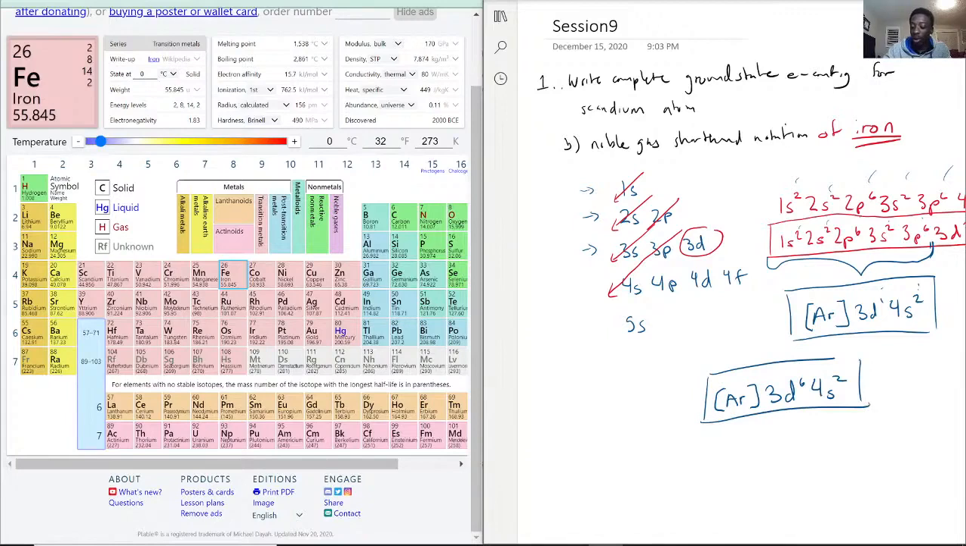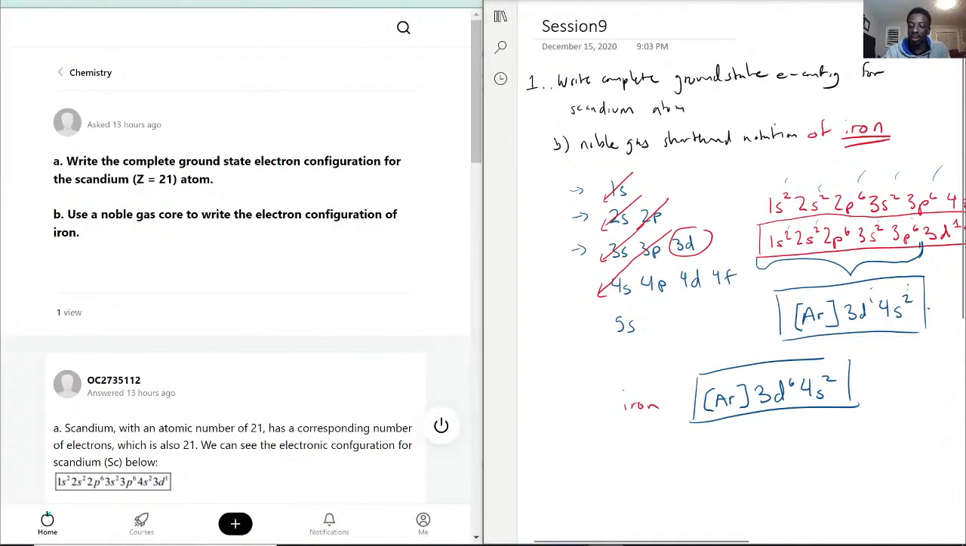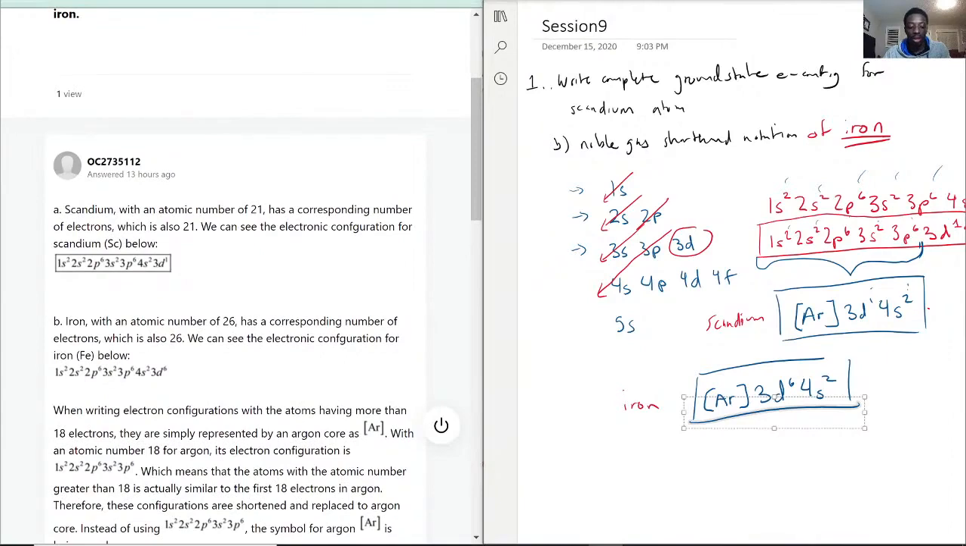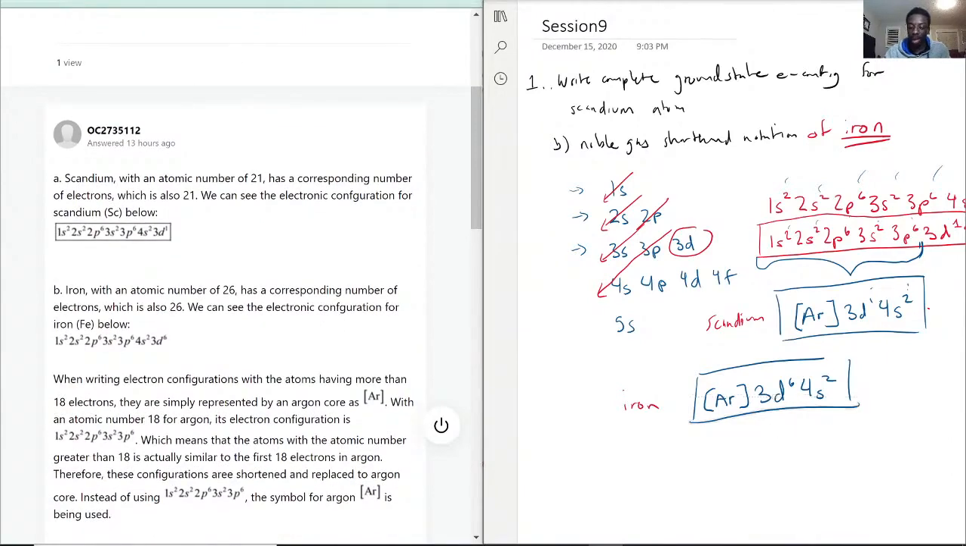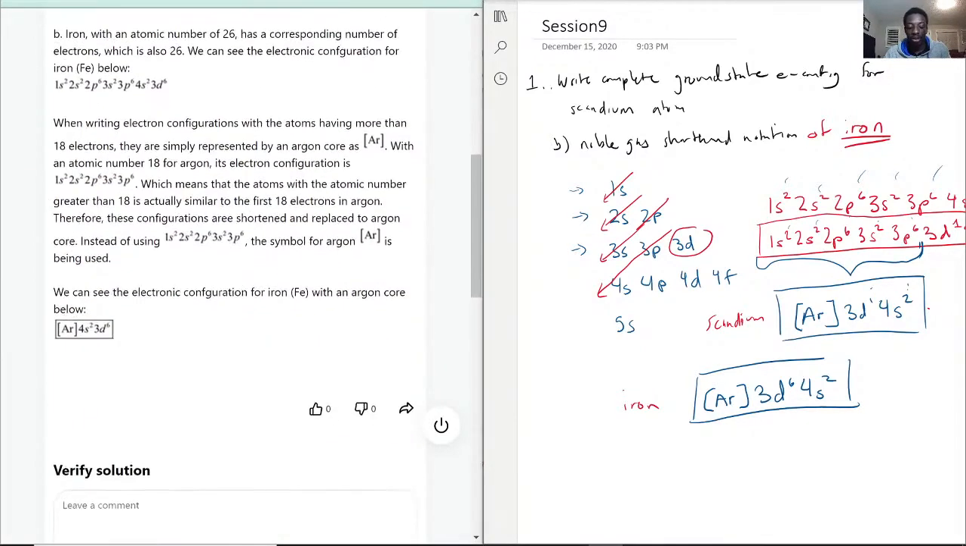Personally, I like to write with the coefficient lowest to greatest. Some people just write whichever one is coming up, as in which orbital you're in. But that's how I personally like to write it, and this would be for iron. So we have scandium here, and as the question was asking, this is for iron. The longhand notation is 4s2 3d6, which is what we have at the moment. And then they replace it with argon, so they have argon 4s2 3d6.